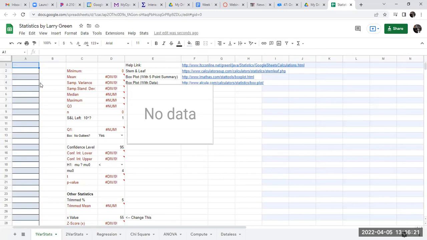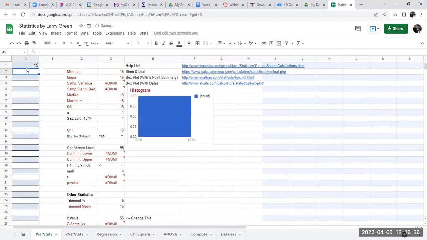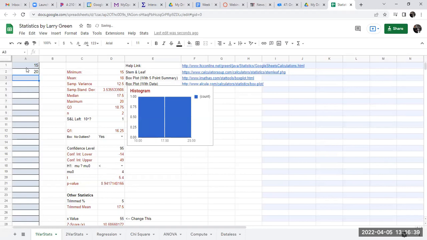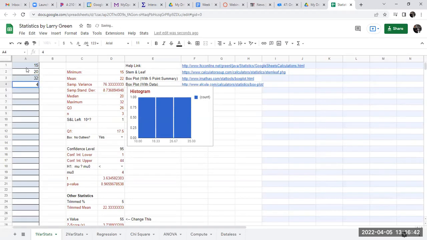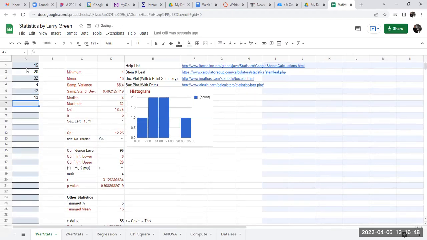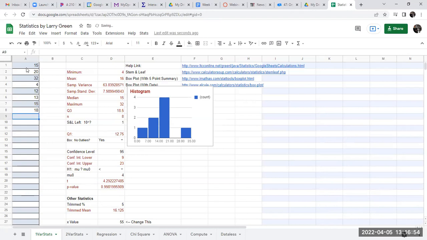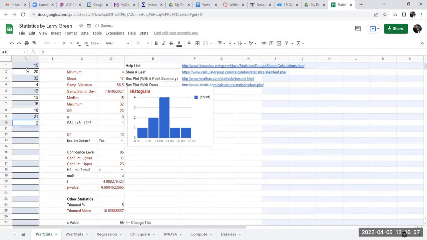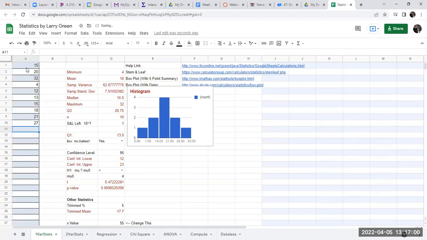Let's suppose, how about how many hours a week you're going to study for this class? Let's say the first person said 15, the next was 20, the next was 32, the next was 4, probably going to fail the class, and then 12, and then 13. I tried to make it easy so the histogram just shows up as it goes. Okay, 15, 18, 21, and 27. So it's pretty easy to just type in the numbers. And so here's a histogram.